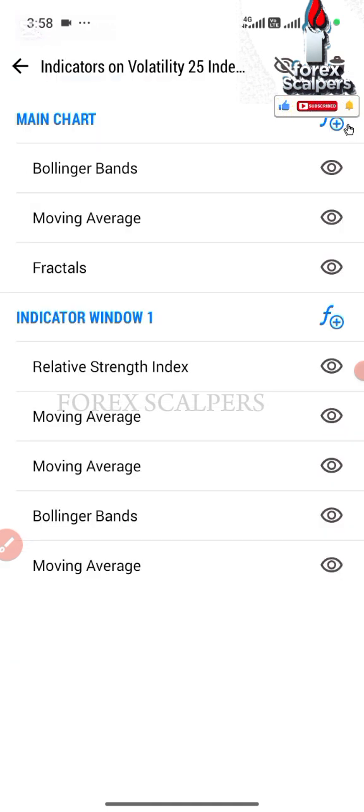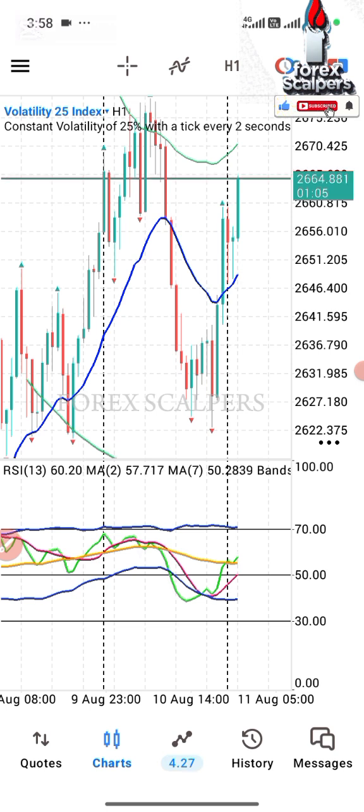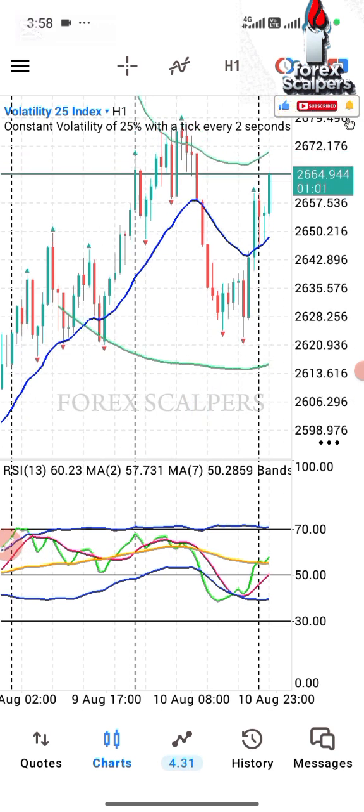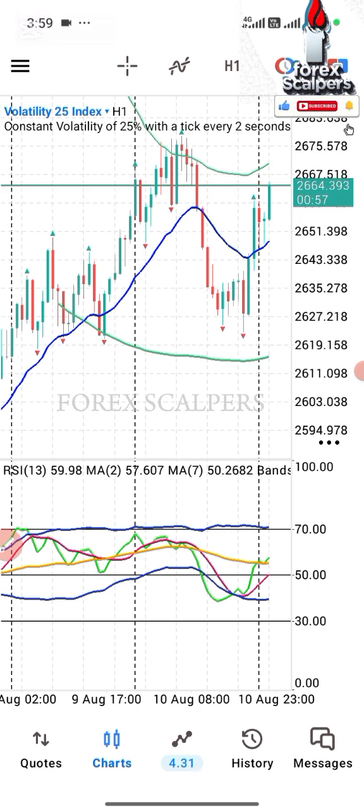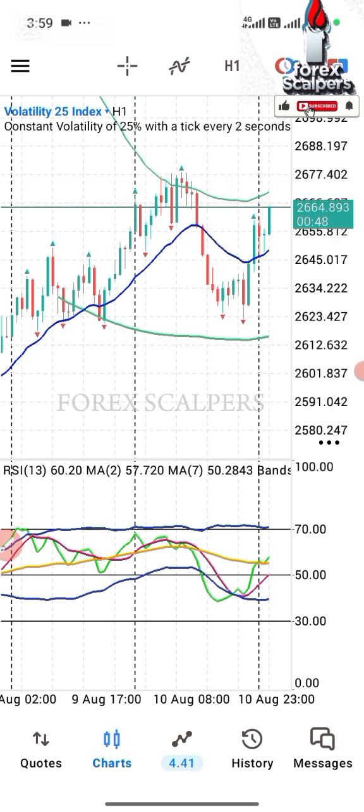So having said that, how exactly do we go about this? First, you begin by determining the bias of the market, which is very important. What is the bias? The bias has to do with what the trend of the market is all about.